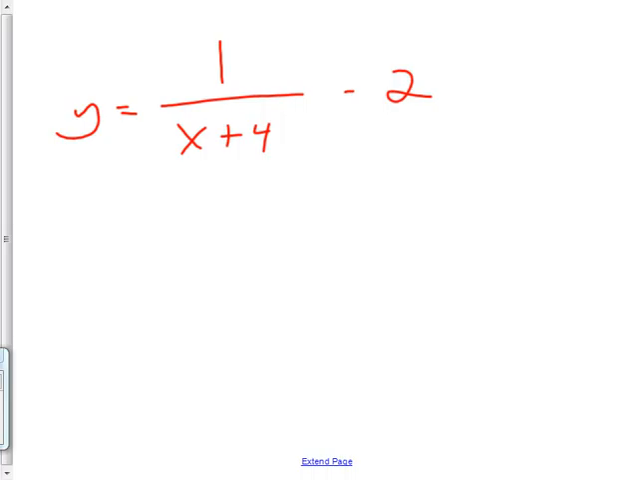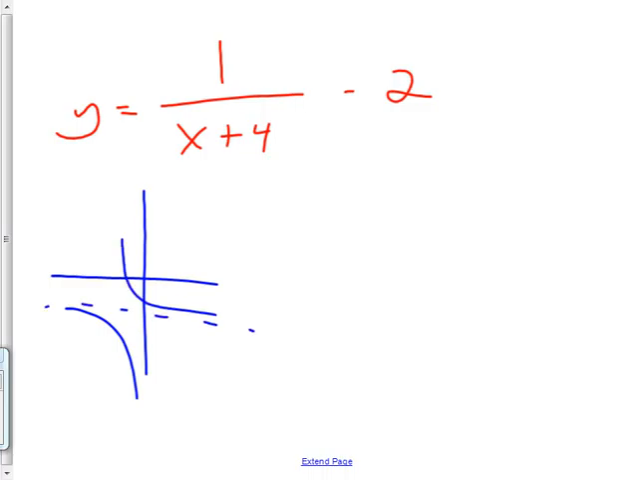So from negative infinity up to negative 2. Very good, because the whole thing is shifted down 2. So these graphs are like down like this. And so it's from negative infinity to negative 2, and then negative 2 up to infinity.